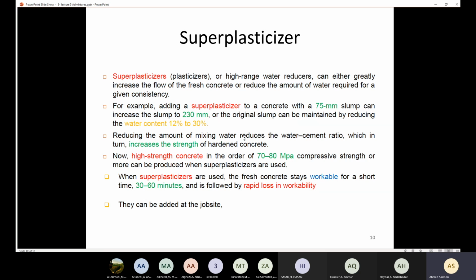Reducing the amount of mixing water is going to reduce the water cement ratio, and as a result, that is going to increase the strength of hardening concrete. Now, high strength concrete in the order of 70 to 80 megapascal compressive strength or more can be produced when superplasticizers are used.